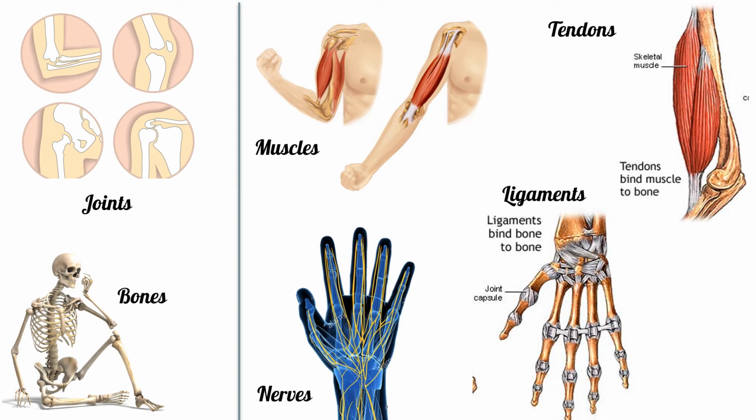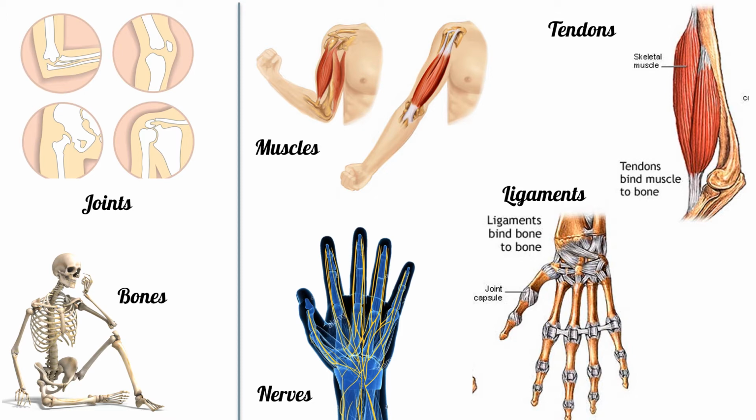Here we can see other important parts of the skeletal system. First, we have the joints that allow us to move during the day. Second, we have the bones that act as levers and structural support to the body. Next, we have nerves. They coordinate and stimulate muscle contractions.